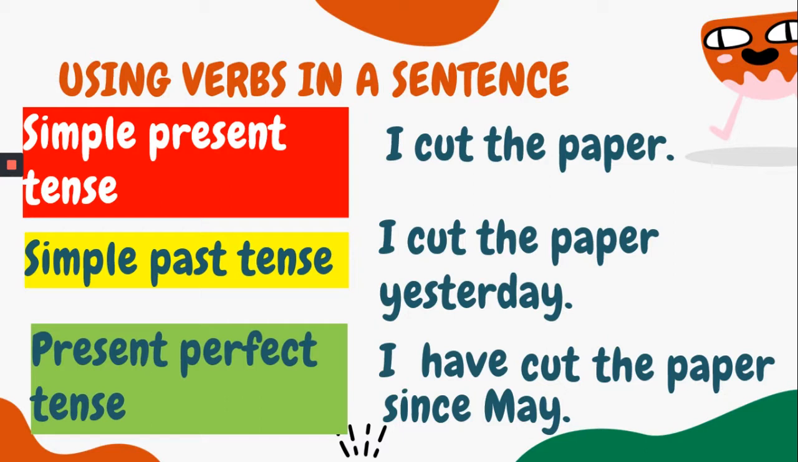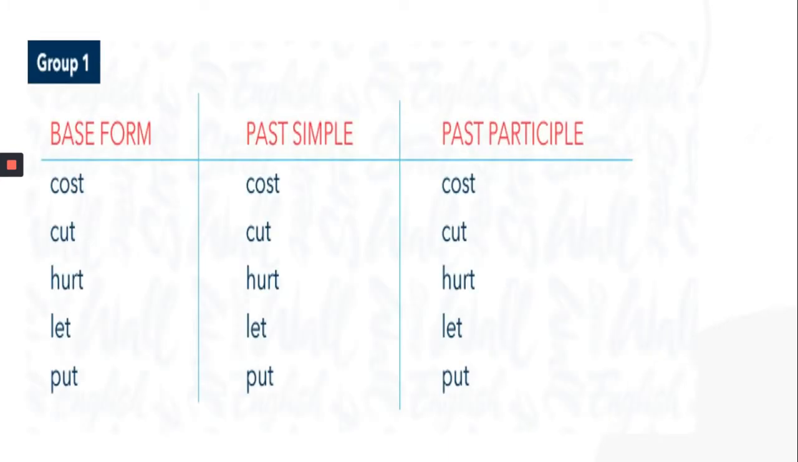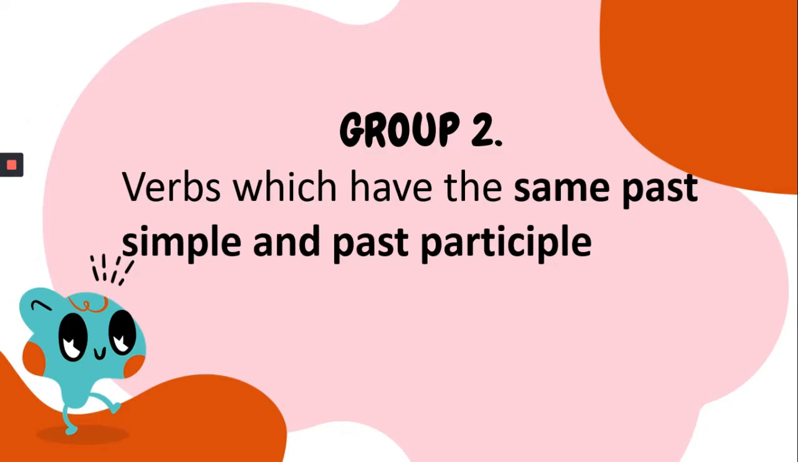Well, that was not that difficult, was it? So, we'll go over the next one. I'm sorry, this is for you to remember it again. So, we're going to go to group number 2, and for group number 2, we're going to find the irregular verbs in English which have the same past simple and past participle.